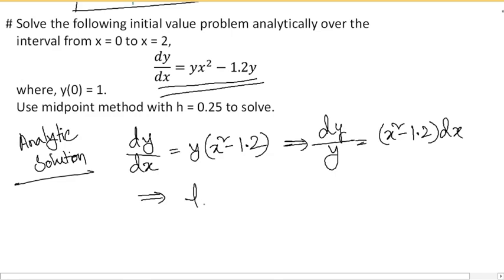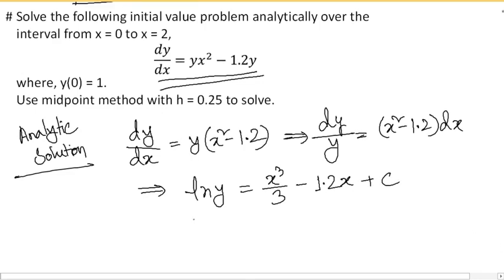we will be getting ln y equals x cubed by 3 minus 1.2x plus c. The initial value is given, y naught equals 1, so we can use it here. ln 1 equals, this will be 0, 0 plus c only, so ln 1 equals c, and c will be equal to 0.